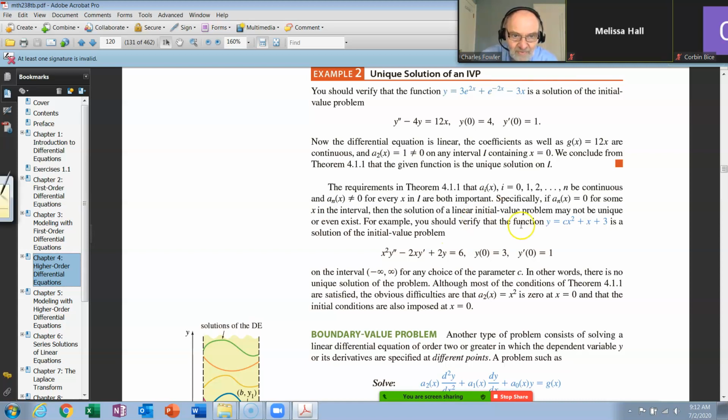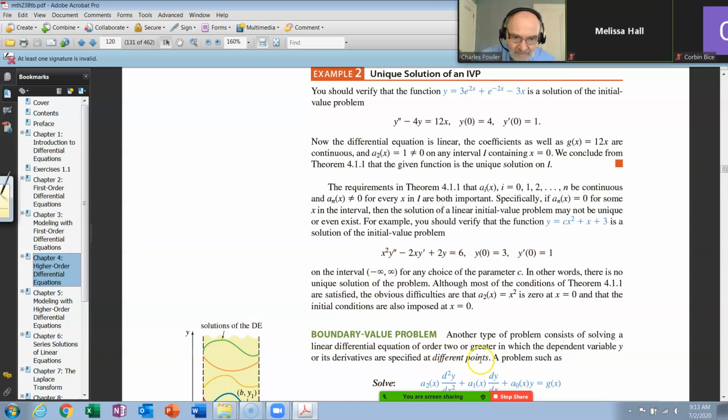For an example, we should verify, and that's what we'll do next, that this solution with an arbitrary value c here is a solution for this initial value problem. Now, it's rather bizarre they would have a c here, because usually you look for a unique solution. Okay, this makes it a non-unique solution because it says for any parameter c. So let's go and do this.